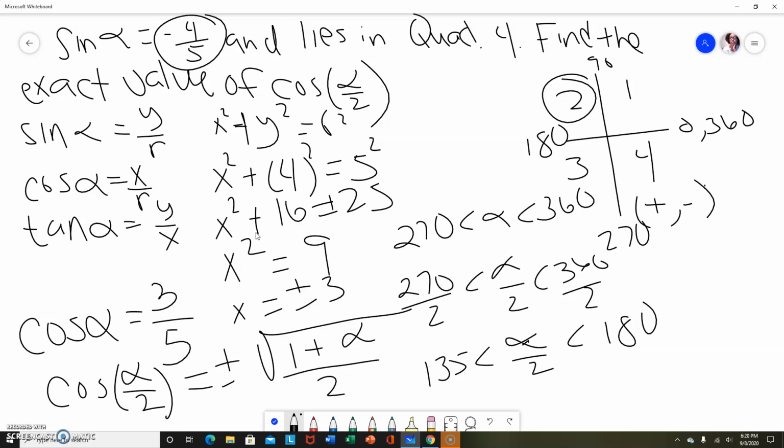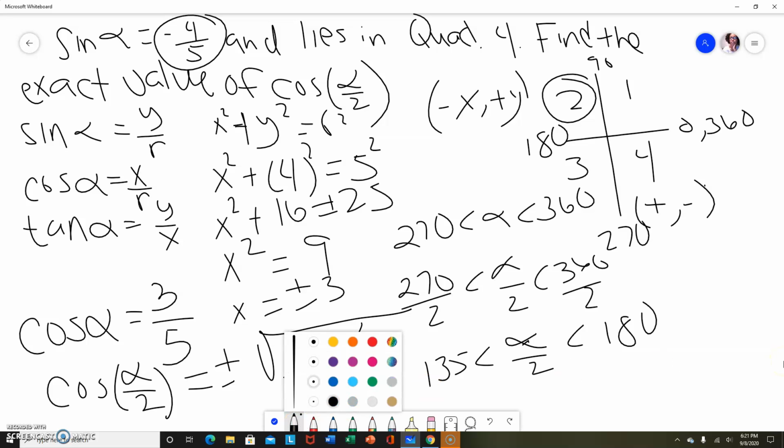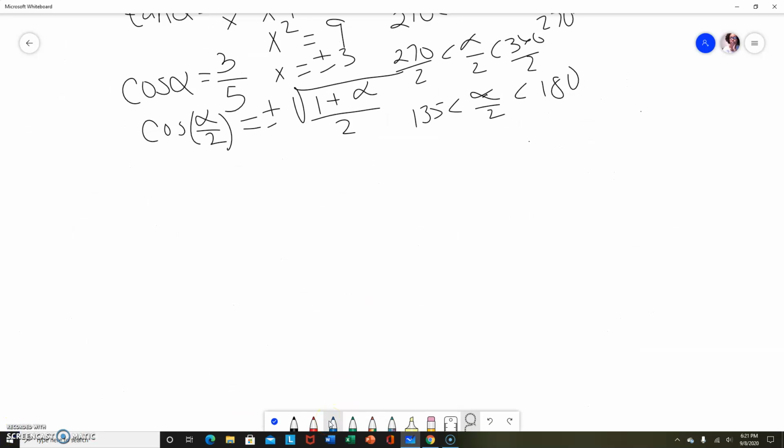So in quadrant 2, what are my x and y values going to be, or which one is going to be positive, which one's going to be negative? So I have a negative x and a positive y. And so we're looking for cosine, so it's going to be negative. Okay, so I just moved it up a little bit so I can write a little bit more.